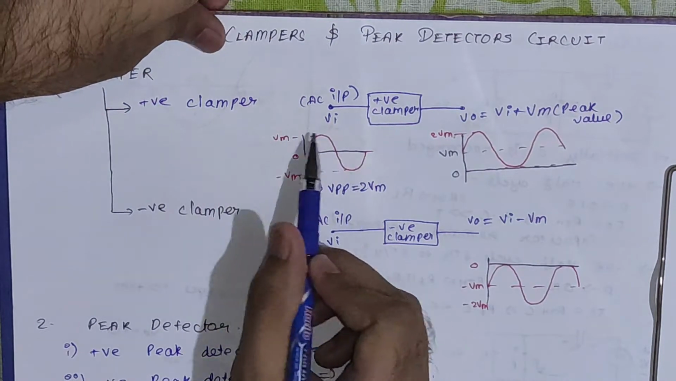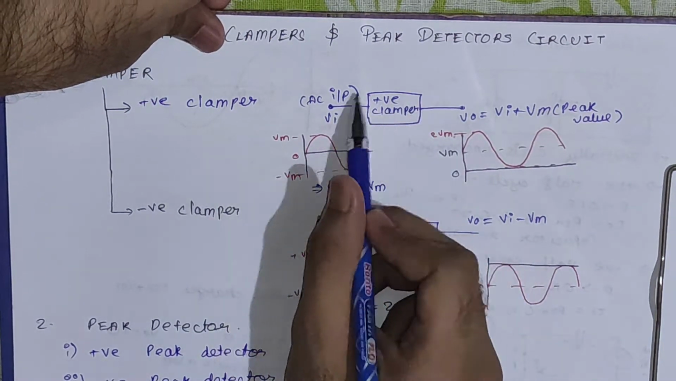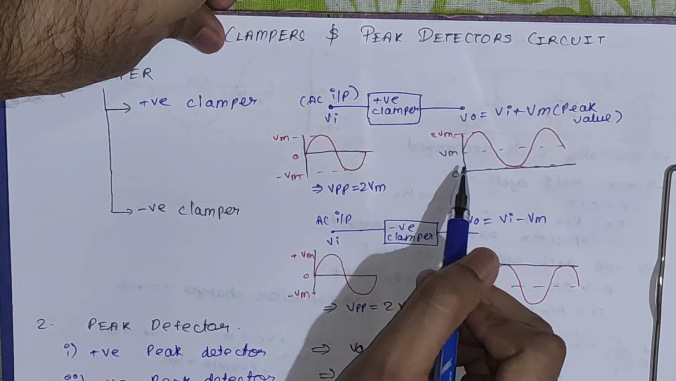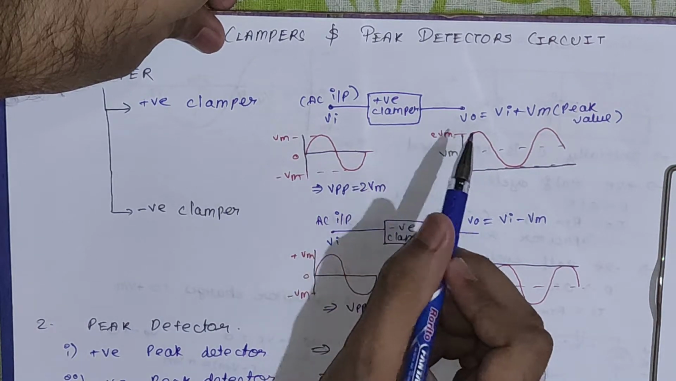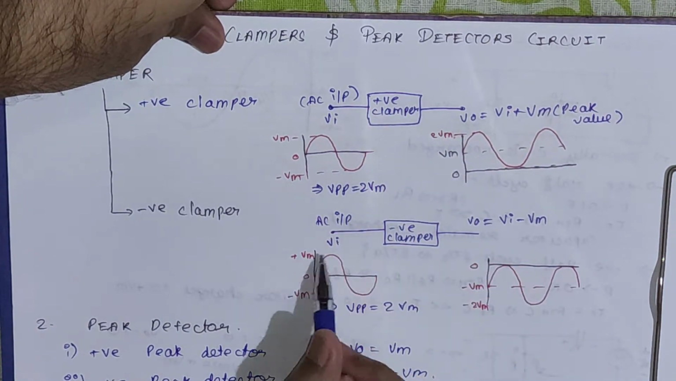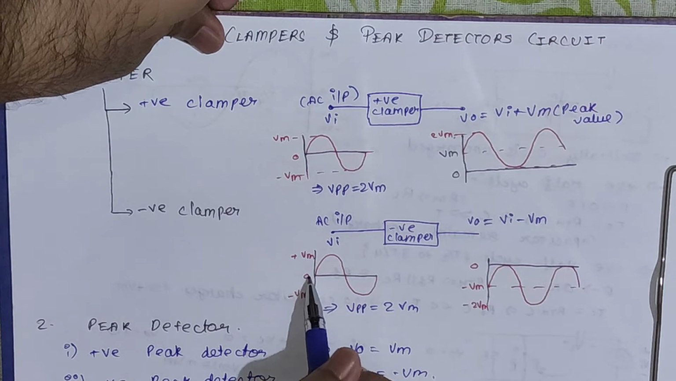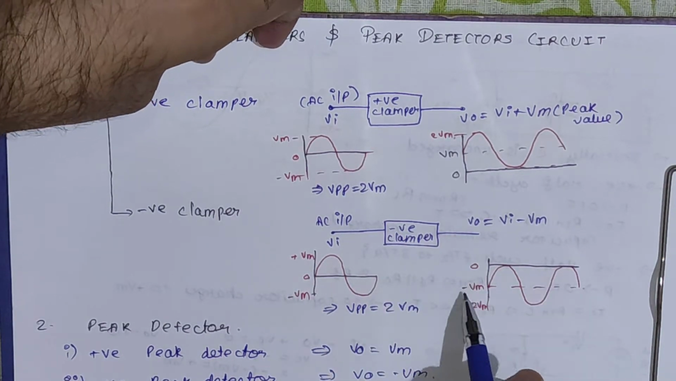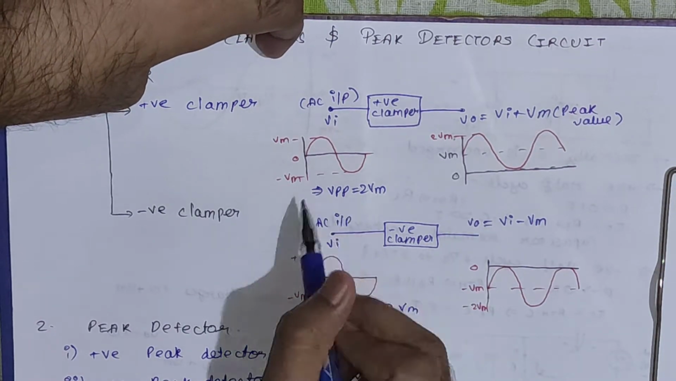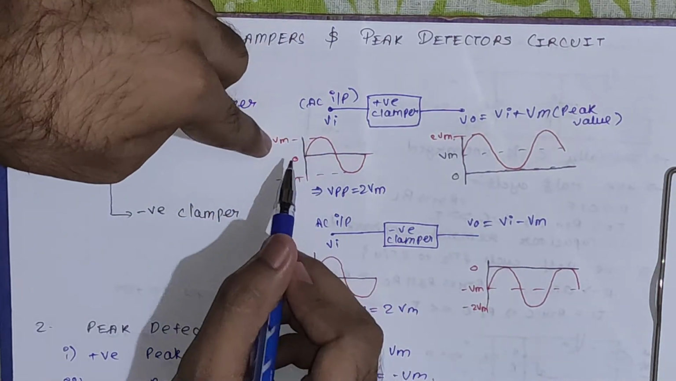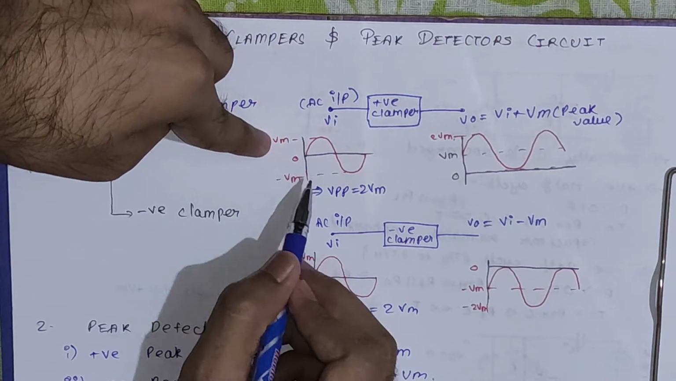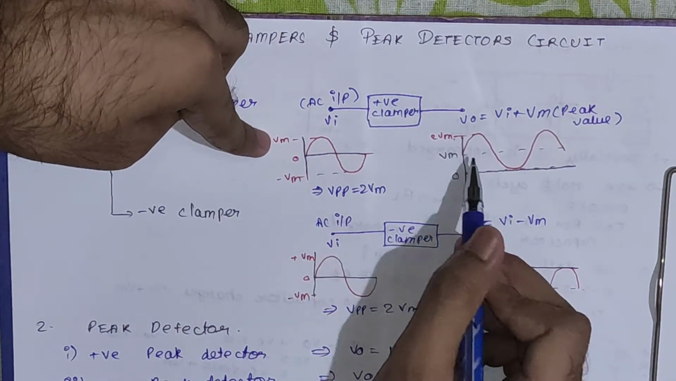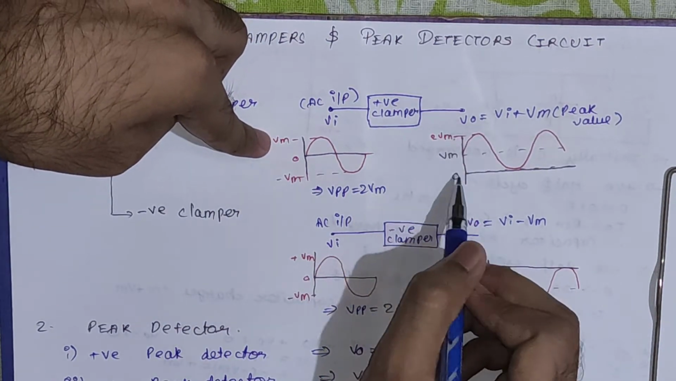You can see this is our input waveform. If it is passed through a positive clamper, you can see the DC level is shifted from 0 to Vm. Similarly, for a negative clamper, this is your input waveform. The DC level of this waveform is 0, and if it is passed through a negative clamper, you can see it is shifted to minus Vm, but the peak to peak voltage remains the same. The input waveform has a peak to peak voltage of 2 Vm. Here also the peak to peak voltage is 2 Vm, from 0 to 2 Vm.